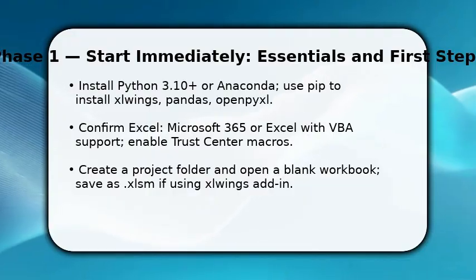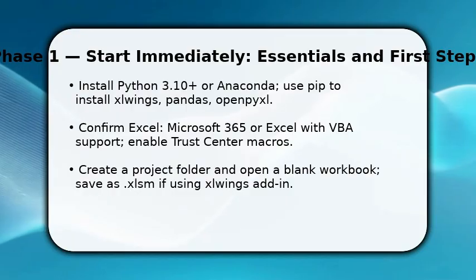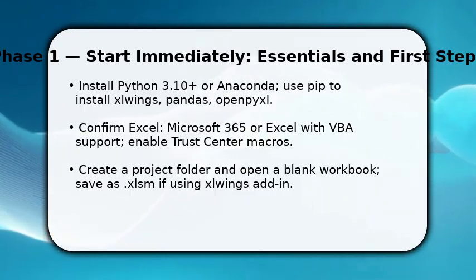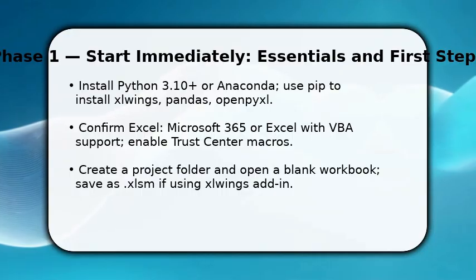You will start by making sure Python and Excel talk to each other. Install Python 3.10 or Anaconda, then run pip install xlwings pandas openpyxl so the libraries exist. Once done, confirm you have Microsoft 365 or an Excel build that supports macros.